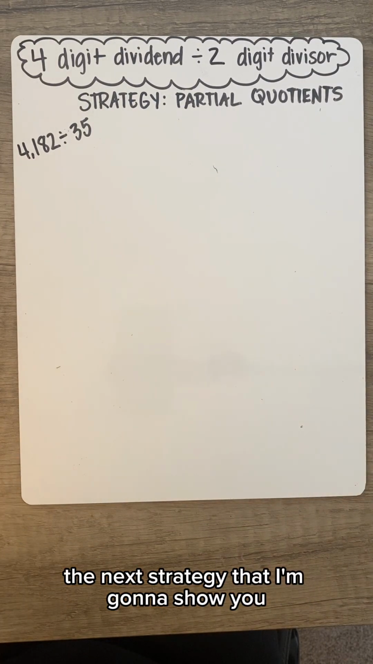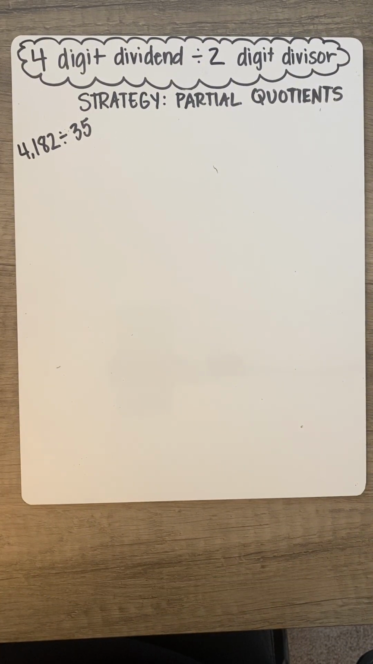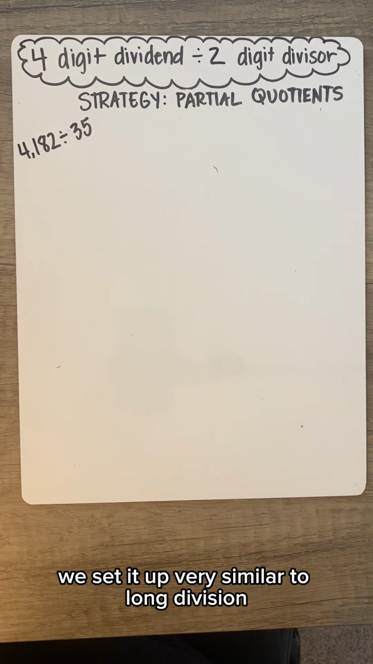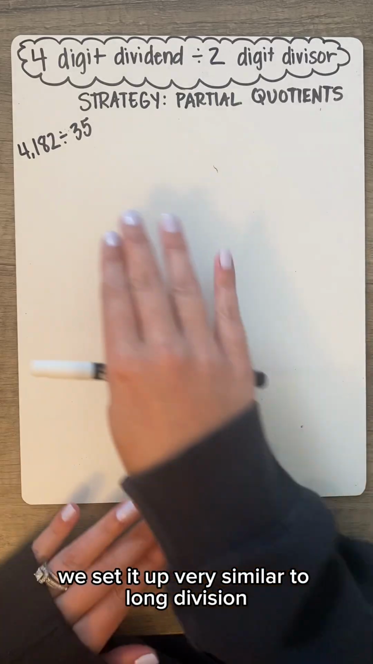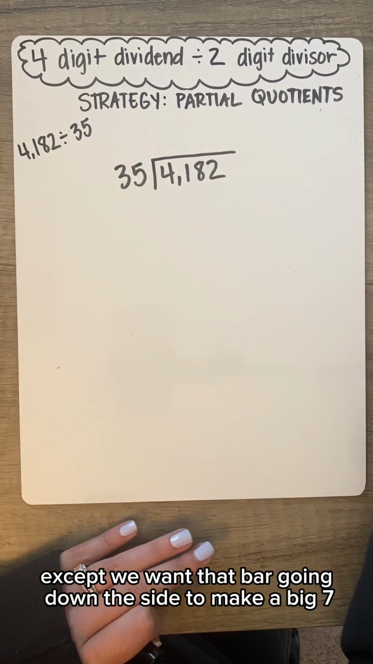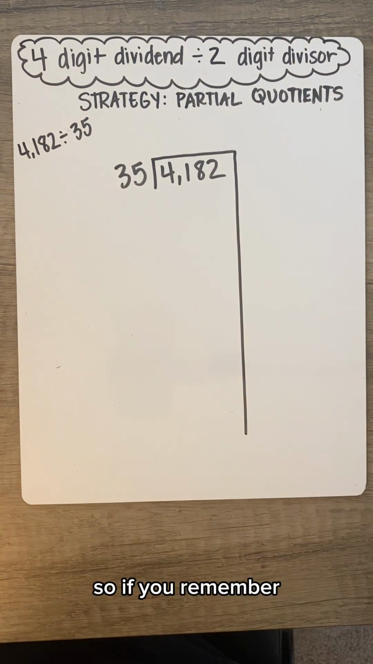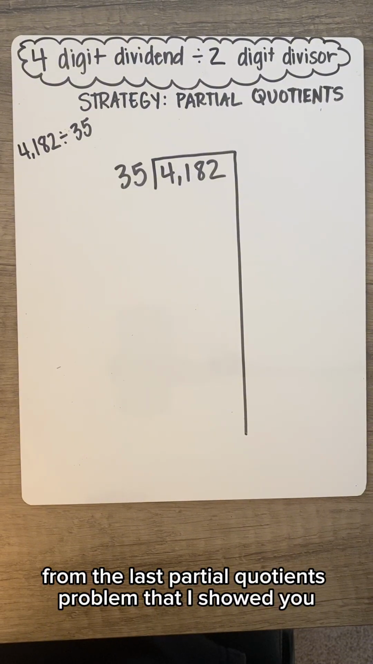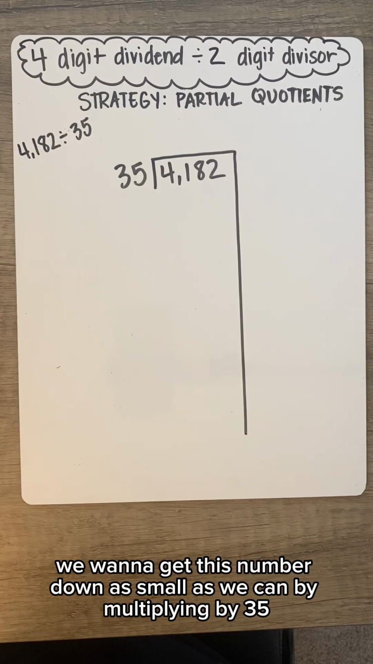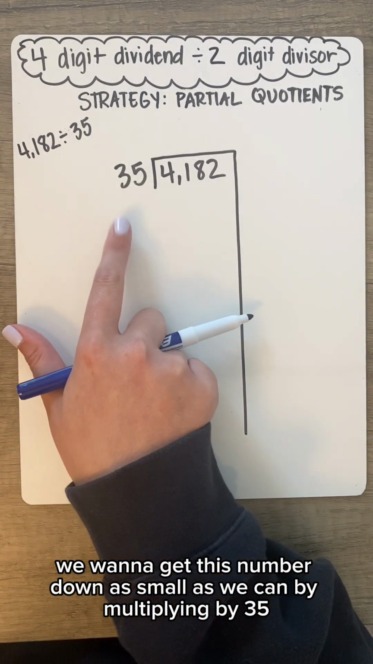The next strategy that I'm going to show you for 4-digit by 2-digit division is going to be partial quotients, or the Big 7 method. So if you remember, we set it up very similar to long division, except we want that bar going down the side to make a Big 7. So if you remember from the last partial quotients problem that I showed you, this is all just a game of mental math. We want to get this number down as small as we can by multiplying by 35.